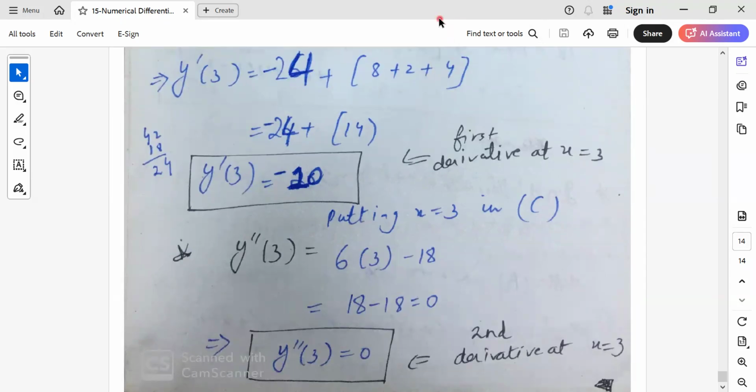So that was our lecture today. Please practice these questions and then in the on-campus class, we will discuss it again.